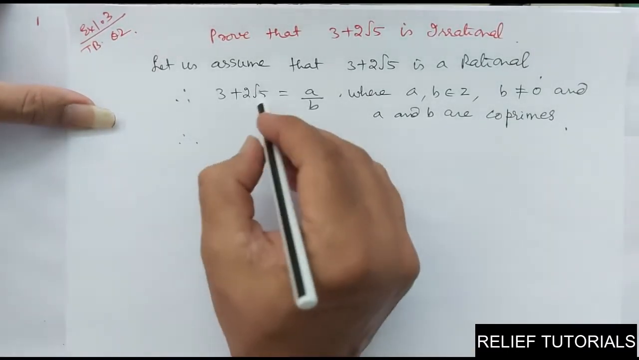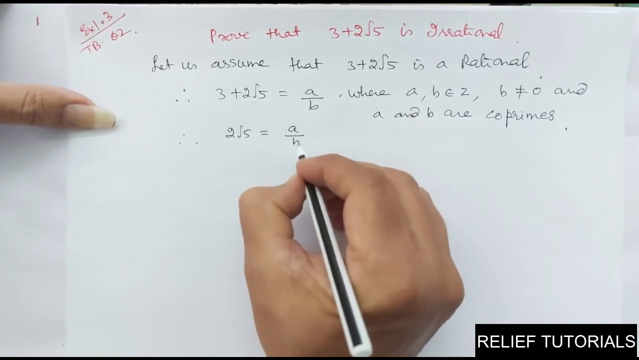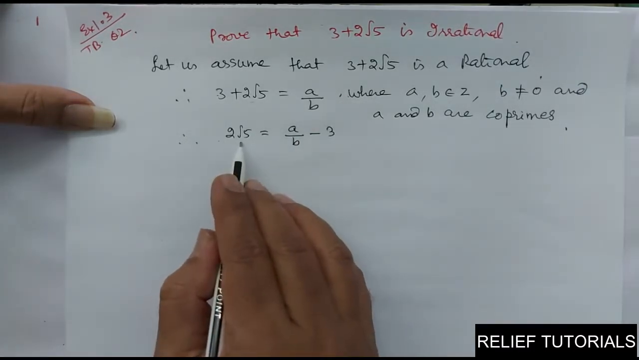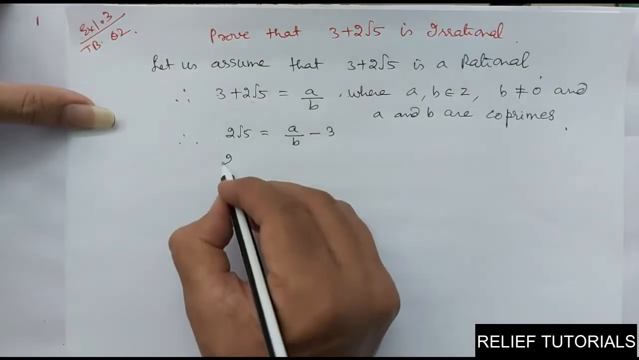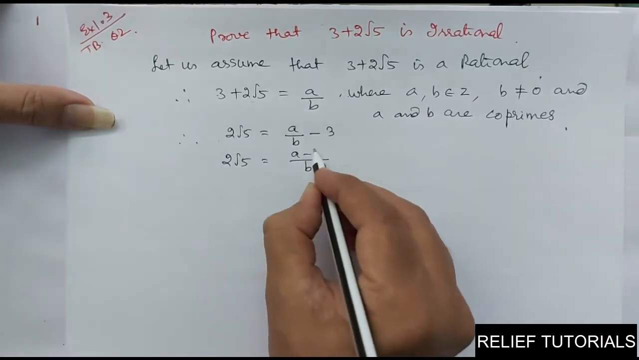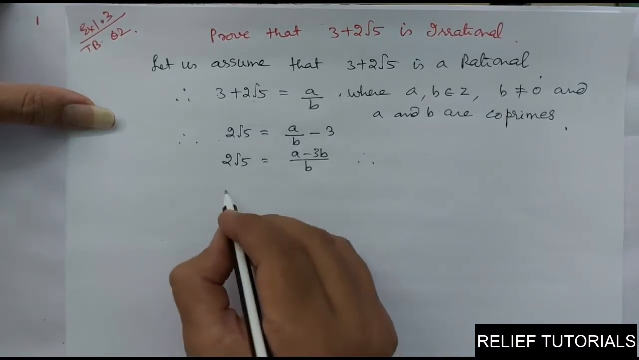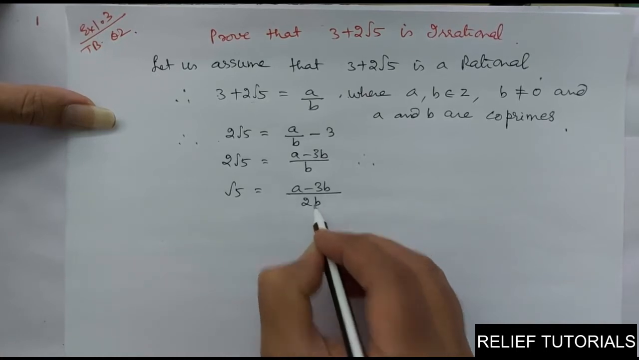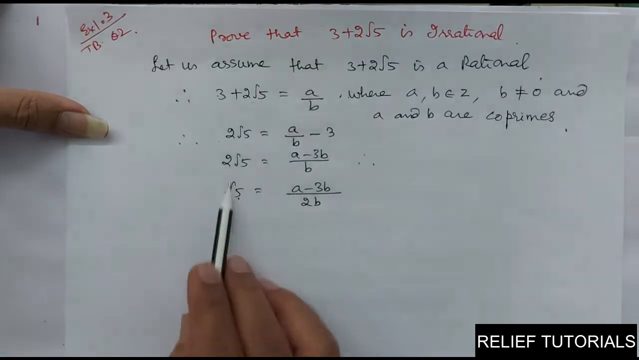So therefore now you will find the value of this. So 2 root 5 is equal to a upon b minus 3. This 3 I am sending on this side. You have to just keep here the irrational number, that is root 5. Clear? So what you will get, 2 root 5 is equal to, here LCM is b, a minus 3b upon b. Okay. So therefore root 5 is equal to a minus 3b upon 2b. Just you have to find the value of the irrational number.